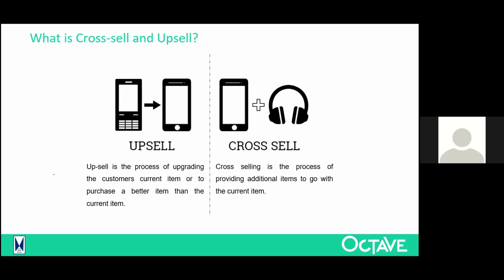Now, what's the difference between upsell and cross-sell? Cross-sell is the process of providing additional items to go with your current item. Let's say you have an iPhone. Now, what about adding a headset to it? What about adding Bluetooth speakers or something like that? These are additional products that go with your current item. So upsell is upgrading your current item to something better. Cross-sell is adding a different item to whatever you have already.